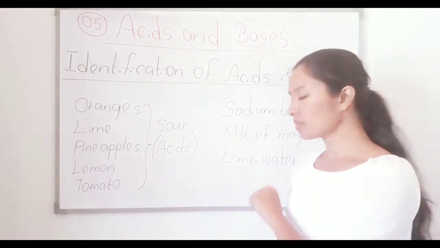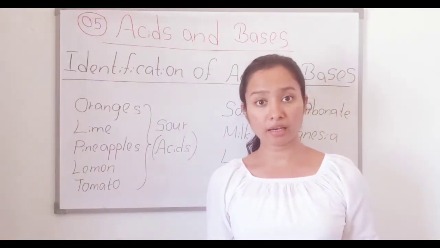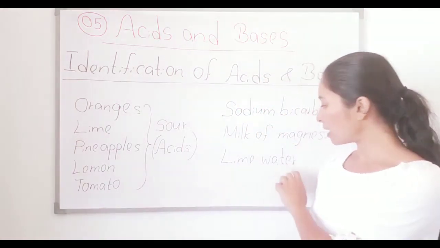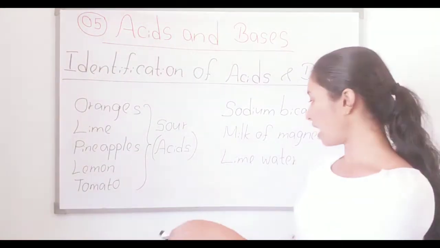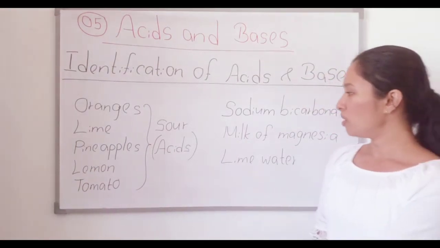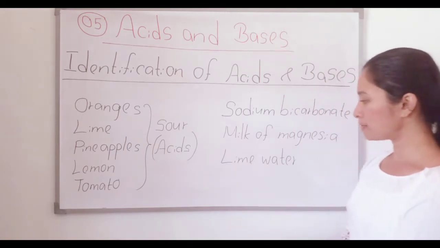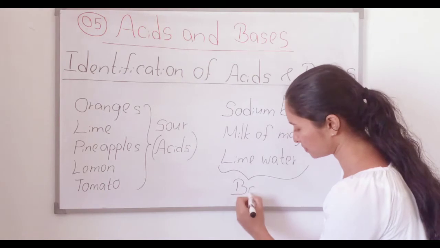Then think about our soil. Sometimes soil gets acidity, so the farmers put lime water to recover from the acids. Lime water means calcium hydroxide. So these are the two things. These types of things we call bases.